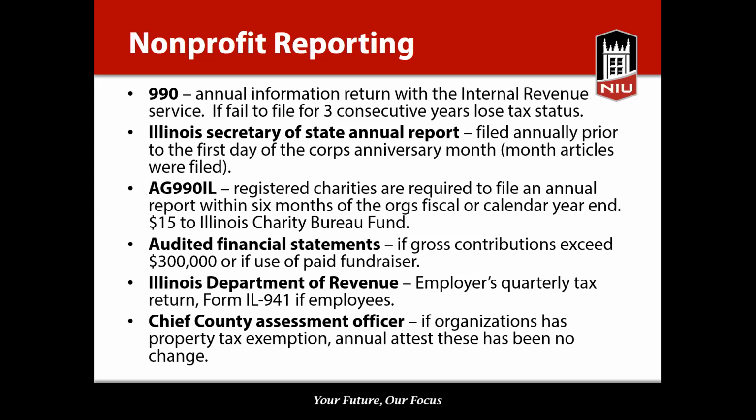You also have the Illinois Department of Revenue. If you have employees, employers with quarterly tax returns, your form 941 is something that you need to complete. And then if you own property with the Cook County Assessor's Office, you need to, on an annual basis, attest that your property is being used for a tax exempt purpose. And you need to do that annually. And if you fail to, you have the potential to lose your property tax exemption. Next slide, please.